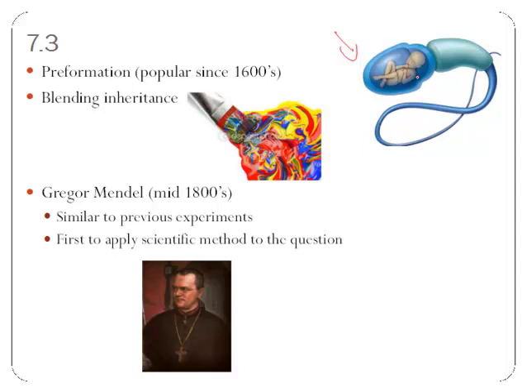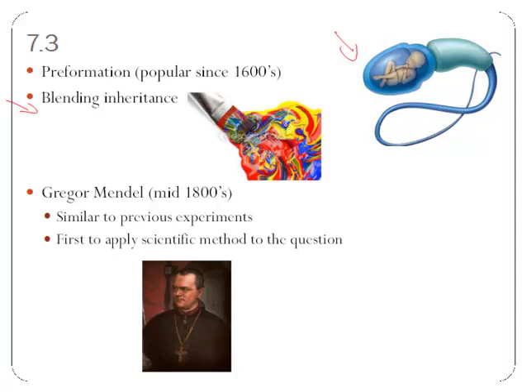After that idea was disproven, because nobody ever found a teeny tiny person inside an egg or a sperm cell, the idea of blending inheritance became popular and remained popular for a very long period of time. Blending inheritance was like a body fluid or liquid, like blending paint. The characteristics from the mom and the characteristics from the dad would mix together very much like paint in the offspring. It wasn't until Gregor Mendel in the mid-1800s that we discovered that it actually is discrete units, so not like paint or liquid, but slightly different. We'll cover that as we go through the chapter.